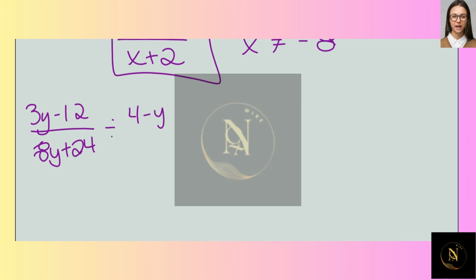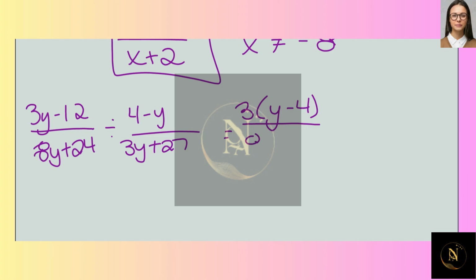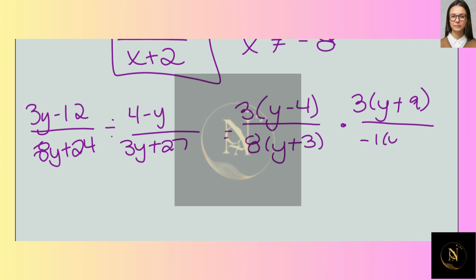For the next problem, we are doing (3y minus 12) over (8y plus 24) divided by (4 minus y) over (3y plus 27). I'm going to solve this by doing keep, change, flip. For my first fraction, I'm going to pull out a 3, so I'm going to get 3 times (y minus 4). On the bottom, I'm going to pull out an 8 and get (y plus 3). I'm going to multiply this by 3 times (y plus 9) divided by negative 1 times (y minus 4).